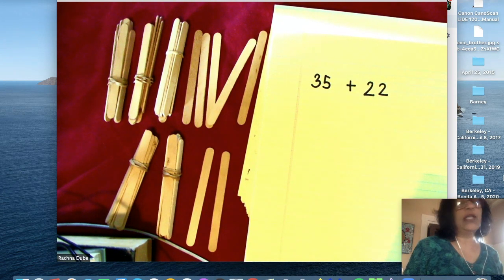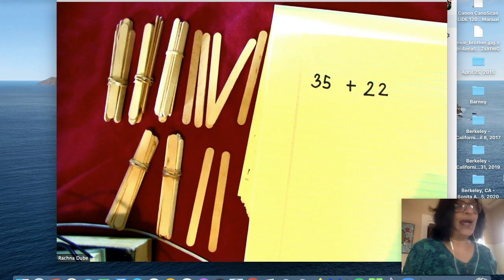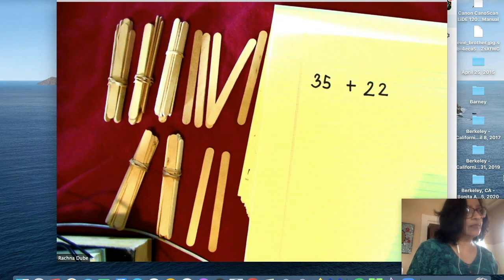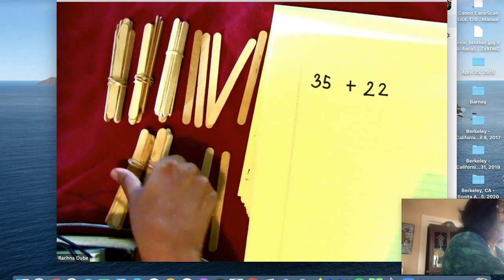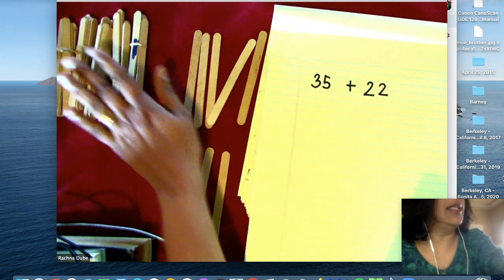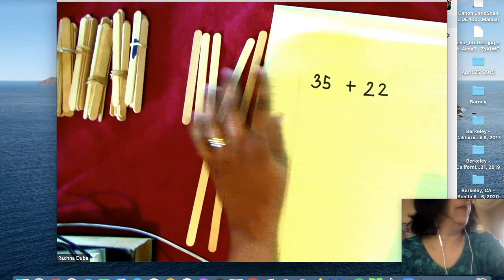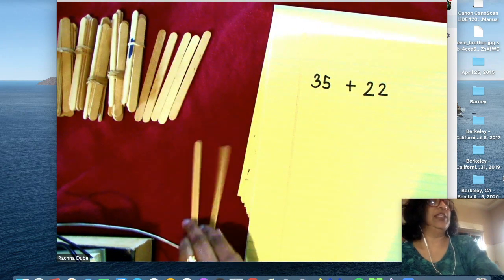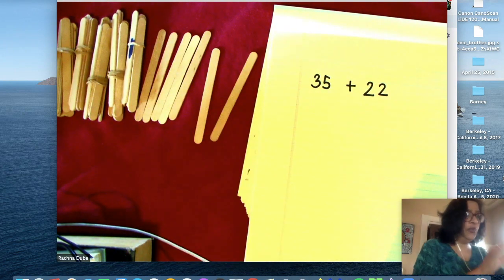So think for a second. What would it add up to? Pause the video if you need to figure it out. You've got 10, 20, 30, 40, 50. And that's 5. We already know that. 55, 56, 57. How would you show your thinking on paper?